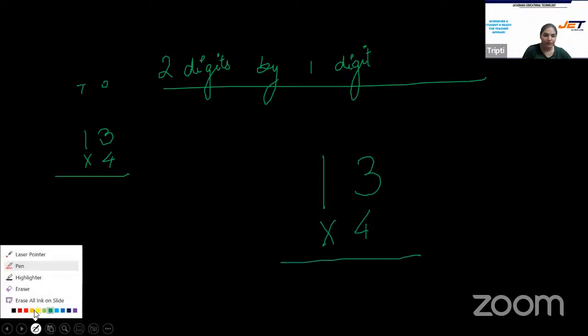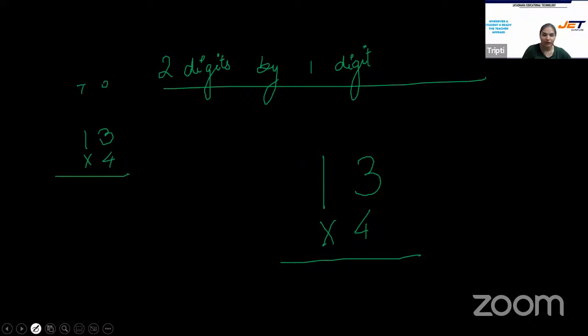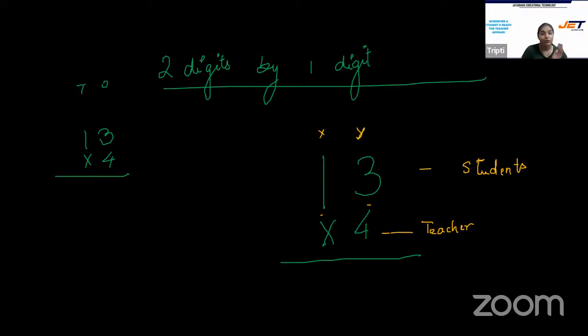Let's assume that the top two numbers, 1 and 3, are two friends, or two students in a class. And this 4 is a teacher. These are the two students, student X and student Y. Now, just imagine if in a class there are two students and one teacher, and the teacher is just talking to student Y. How will student X feel?